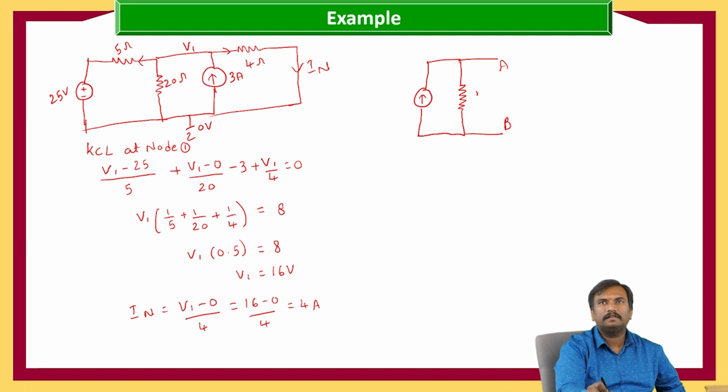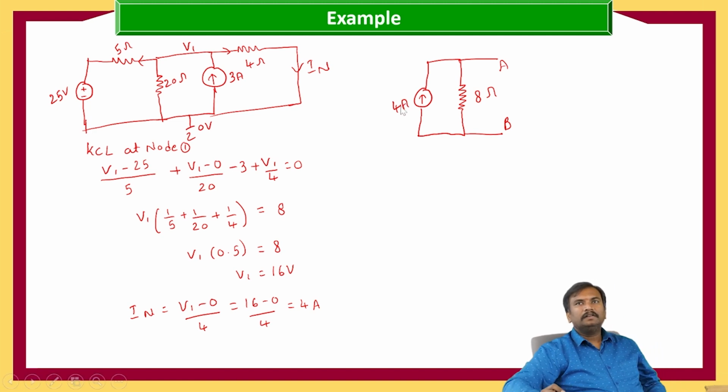This is the Norton's resistance. We got it as 8 ohms. Norton's resistance, we got it as 8 ohms, and Norton's current, we got it as 4 amperes. This is the way we are going to get the Norton's equivalent between the terminals A and B.